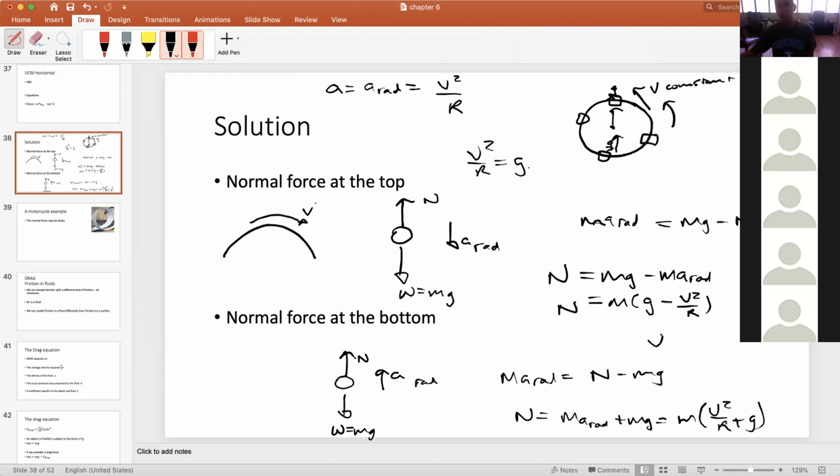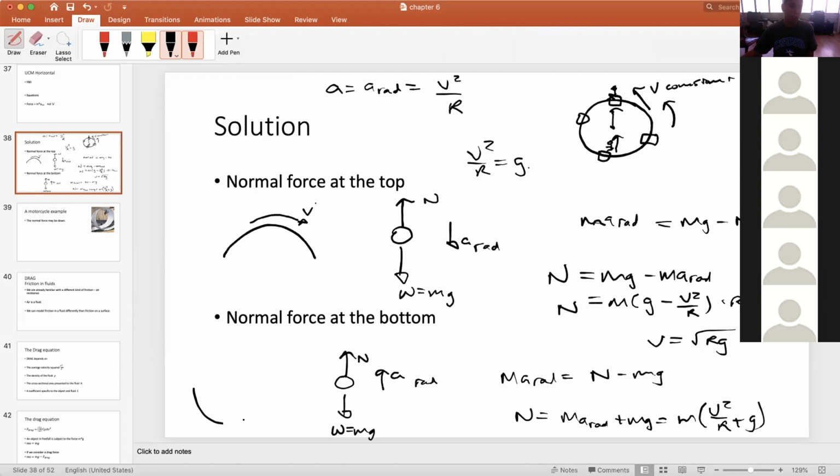Well, what would that be? That's when V is equal to the square root of Rg. Let's say you're on a 40-meter Ferris wheel. So 40 times 9.81, or this answer is about 19.8 meters per second if R is 40. Let's say R is 40 meters. That would be a really big Ferris wheel, but maybe not that big of a hill for your car to go over.